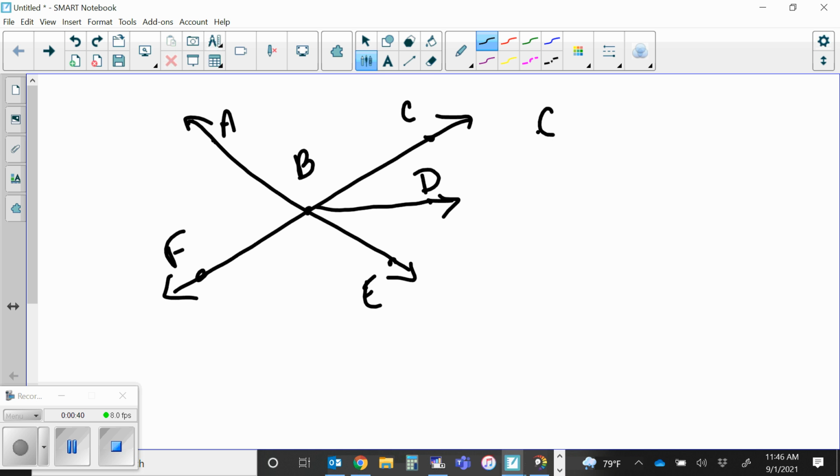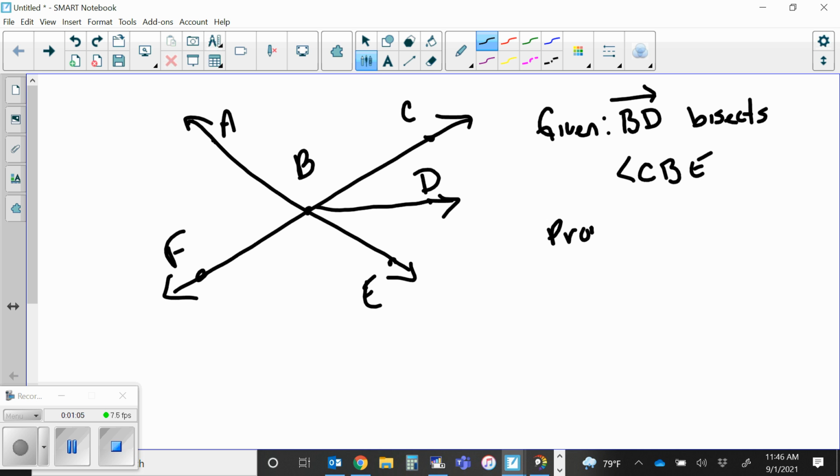And they told us, BD bisects angle CBD. And they want us to prove angle ABD is congruent to angle FBD.